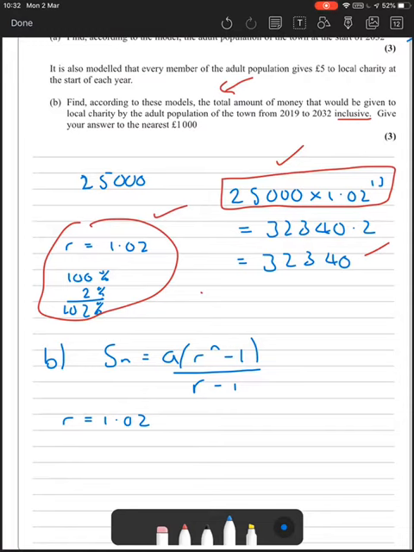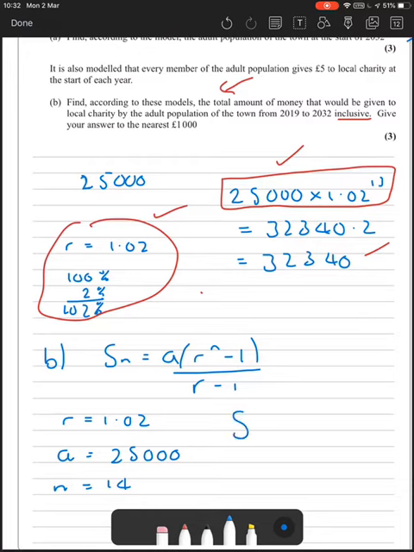So we've got our ratio as 1.02. We already know what A is. It tells you in the question that it is 25,000 people. And in this case, because it tells us it's inclusive from 2019 to 2032, we're including both of those years. So n would be 14. And if we look at our formula, we've now got everything that we need. We can construct this together.